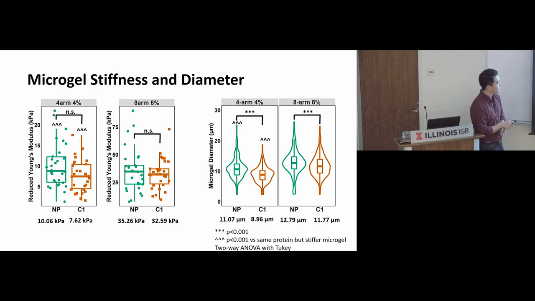And then 8% on 8%, this is, of course, more crosslinking density, more concentration, so you will end up with a stiffer microgel. So this was around 35.26 kilopascals, 32.59 kilopascals of Young's modulus.